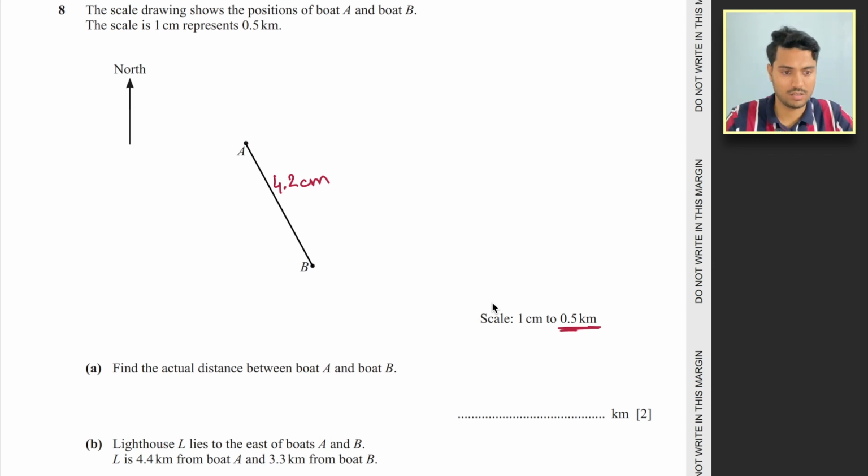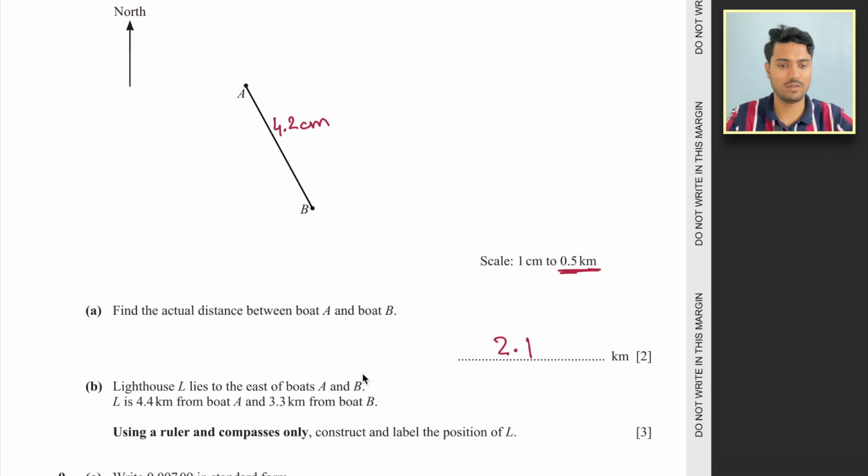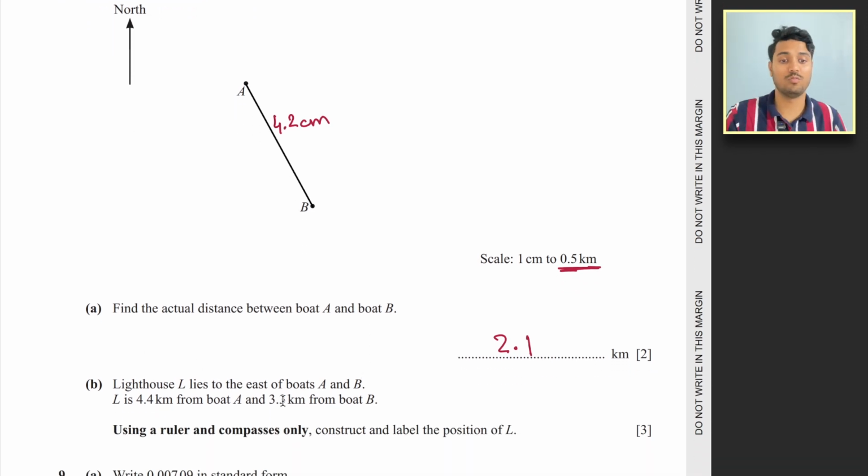So let's check. 4.2 multiplied by 0.5, that is 2.1 kilometer. Now let's check part B. It says lighthouse L lies to the east of boat A. East of boat A. So let's understand. This is east, this is west, this is north, and this is south. So the lighthouse is somewhere on the right hand side of both the points A and B.